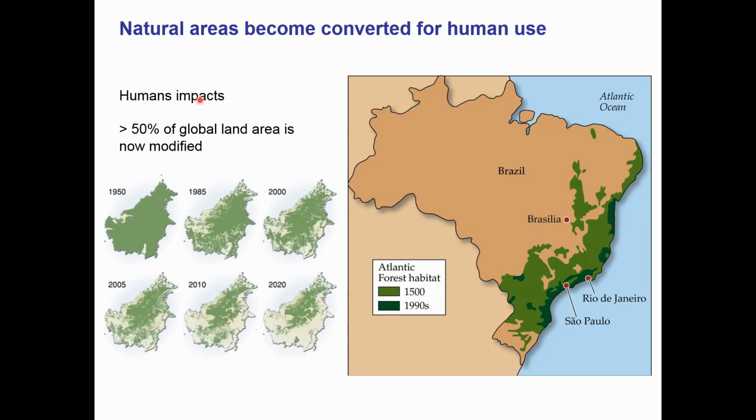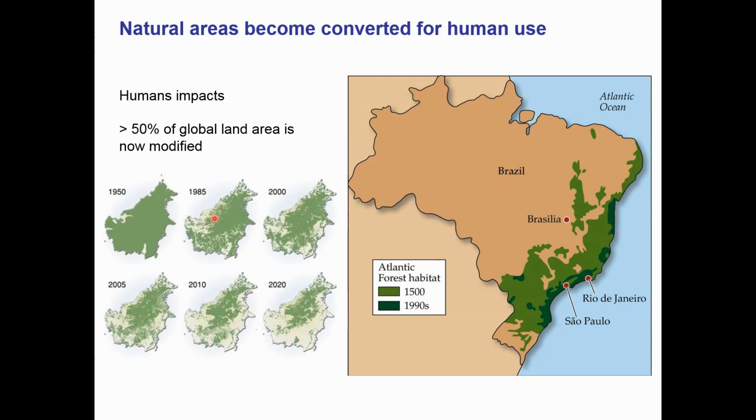So when you look at humans' impacts, currently over 50% of the global land area is now modified for human use. And some of the most dramatic examples of this are the Asian island of Borneo, shown here, where in 1950, so only going back as far as 1950, pretty much the entirety of Borneo was forested. It was all covered in massive, pristine primary rainforest.